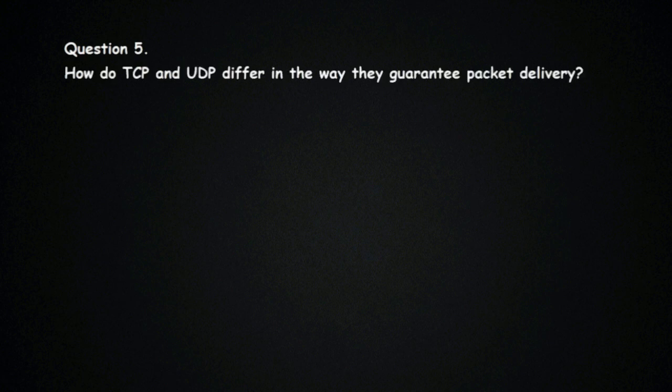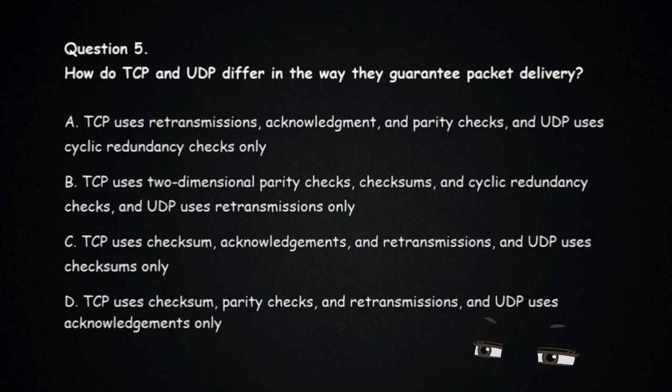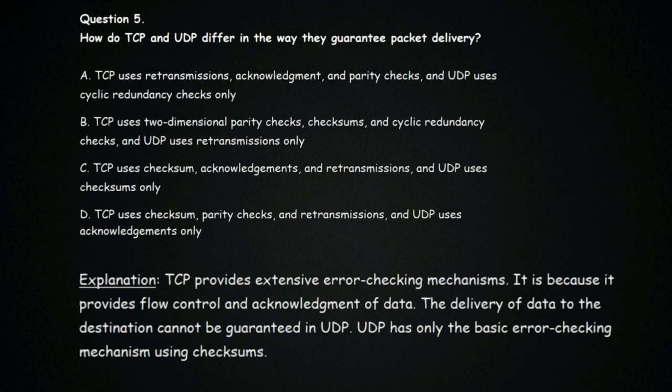Question 5. How do TCP and UDP differ in the way they guarantee packet delivery? Options. Correct answer is C. TCP provides extensive error checking mechanisms. It is because it provides flow control and acknowledgement of data. The delivery of data to the destination cannot be guaranteed in UDP. UDP has only the basic error checking mechanism using checksums.